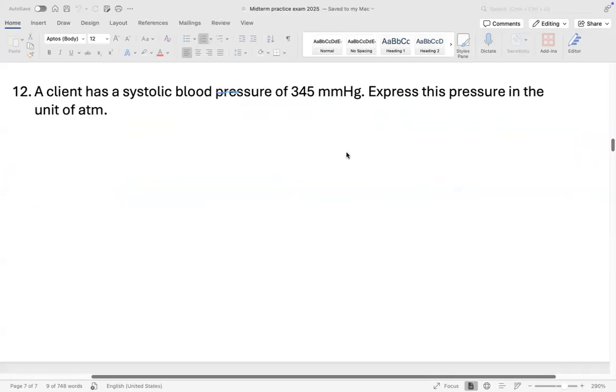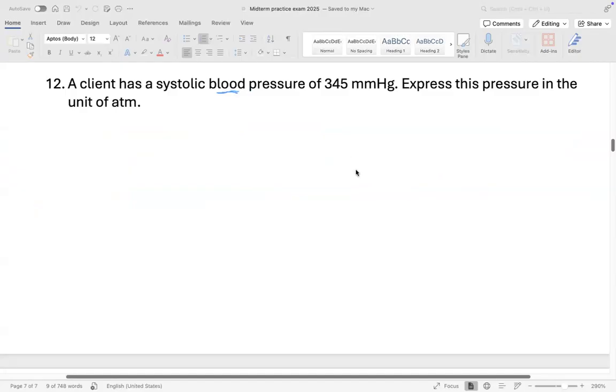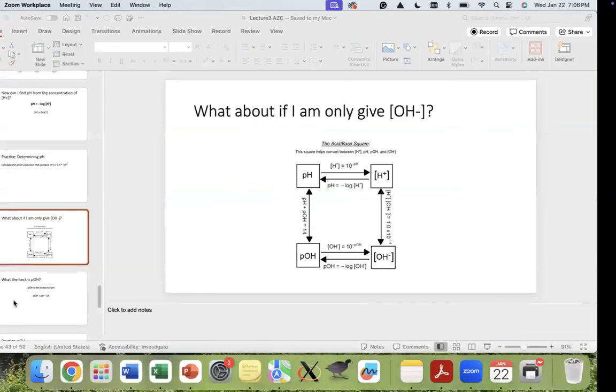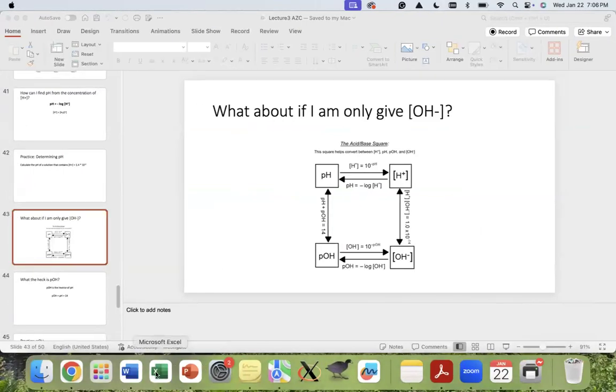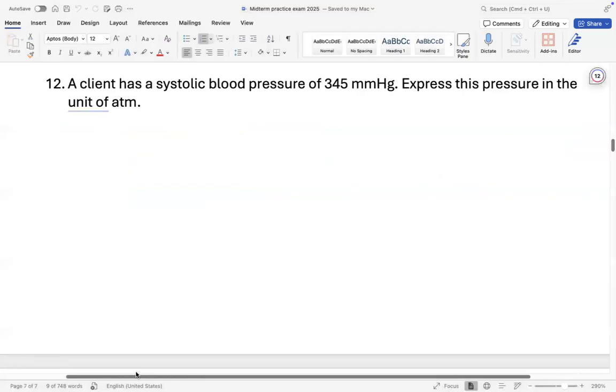So number 12. Okay. So, 12. All right, so this has to do with gases again, although it does not include the word gas in it. I'm sorry, this has to do with pressure.